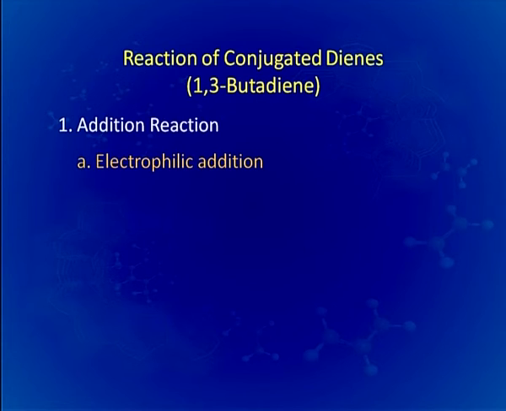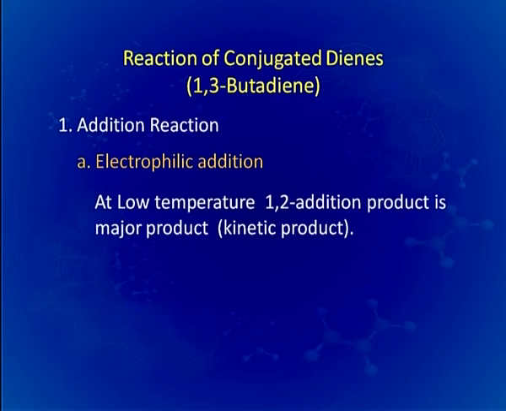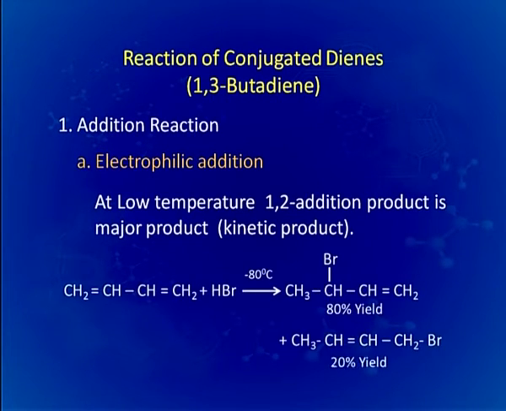The most important reaction of conjugated diene is addition reaction. This may occur in two ways. First is the electrophilic addition and second is the free radical addition. At low temperature, the 1,2 addition product is the major product, which is also known as the kinetic product because it is formed at a faster rate.